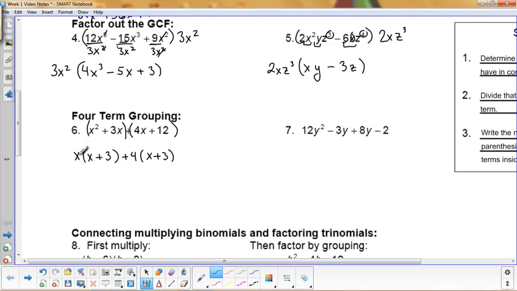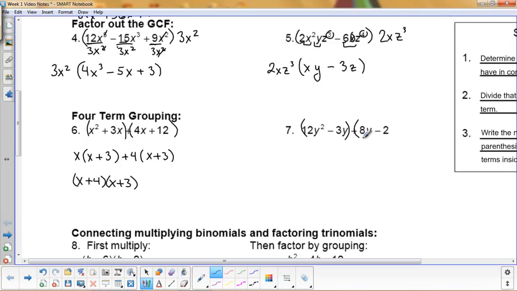We take the first term of the first binomial and multiply it all the way through the second. We take the second term of the first binomial and multiply it all the way through the second binomial. So we can go back to the beginning and we can rewrite this as x plus 4 times x plus 3. And that's how 4-term grouping can be used to simplify a polynomial.